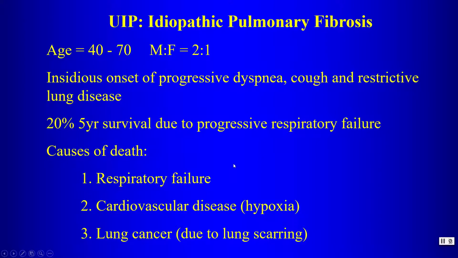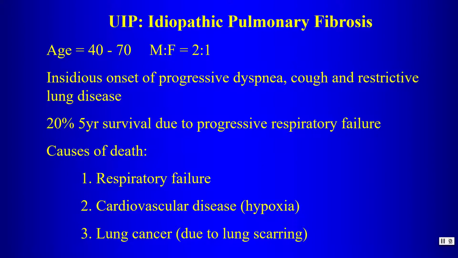So let's start with idiopathic pulmonary fibrosis, which is associated with the histologic pattern of UIP. Well, here I've given you some demographic information. Symptomatically, it has an insidious onset of progressive shortness of breath, cough, restricted lung disease. 5-year survival is only 20% due to progressive respiratory failure. The causes of death, of course, the most common is respiratory failure.